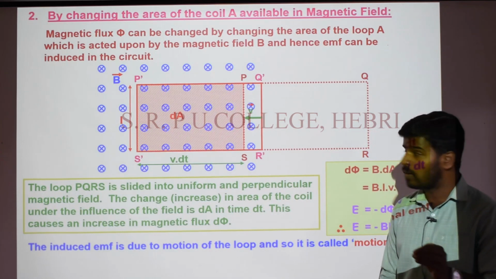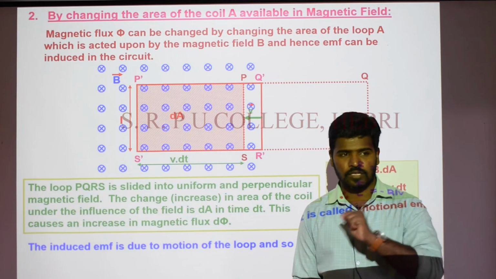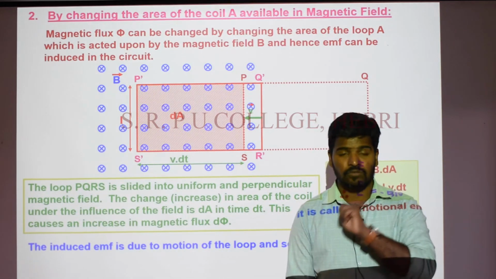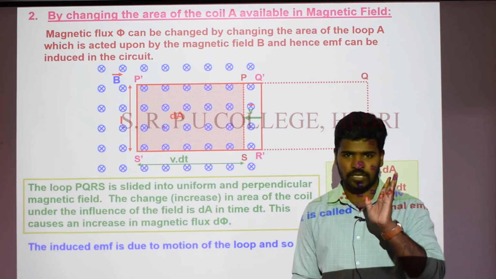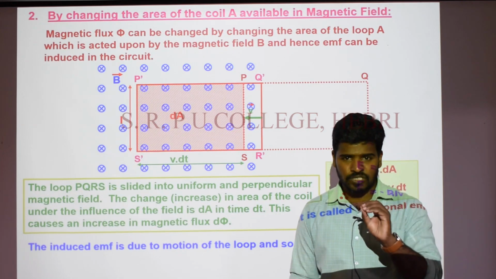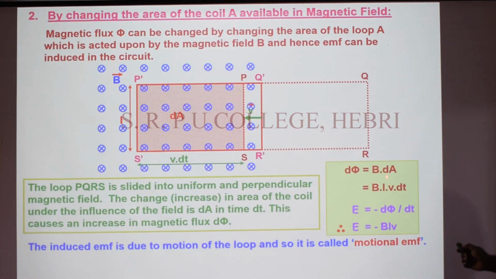Derive the expression for motional EMF is how the question is asked, a 3 mark, very important question in the board exam. In the board exam this is a very important question. How do they ask the question? They ask, derive the expression for motional EMF. Is it clear? Therefore, what is the expression? E is equal to minus BLV.